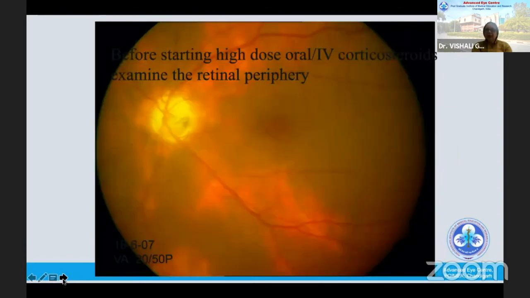So my only message I would like to give is before starting high-dose IV corticosteroids, like you check your blood sugar or the blood pressure of the patient, please also make sure that you have examined the retinal periphery in detail, because these cases don't happen every day, but even if they happen once in a lifetime, they teach you a lot of lessons to be followed for the rest of your life.